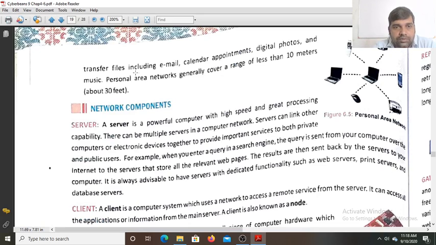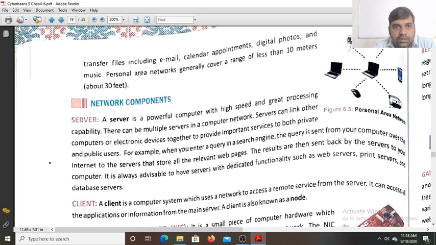Now, we can transfer files over the network, including images, calendar appointments, digital photos and music. Personal area networks generally cover a range of less than 10 meters. The PAN network covers an area of around 10 meters, about 30 feet. That is the PAN, personal area network.